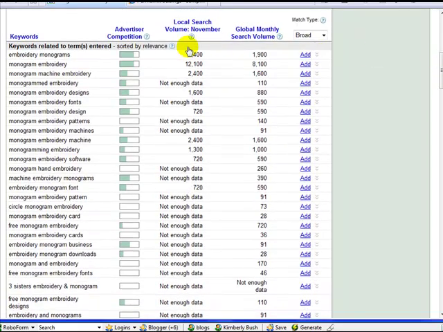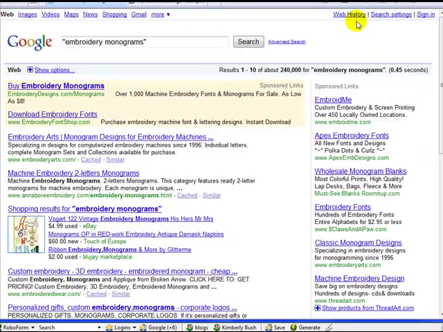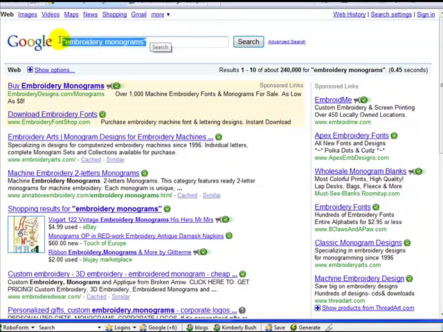So let's go ahead and start to look at each of these keywords to determine what the competition is like. How difficult would it be to rank for these keywords? Let's say that embroidery monograms is something that I want to go after. I need to just get a feel for how difficult it would be to rank for this keyword. So I'm going to take that keyword and put quotes around it: "embroidery monograms". And I'm going to search for it in Google with the quotes around it. What this does is it tells me how many times that exact phrase appears on the internet. And the number is 240,000. Now I'm going to go ahead and make a note of this.